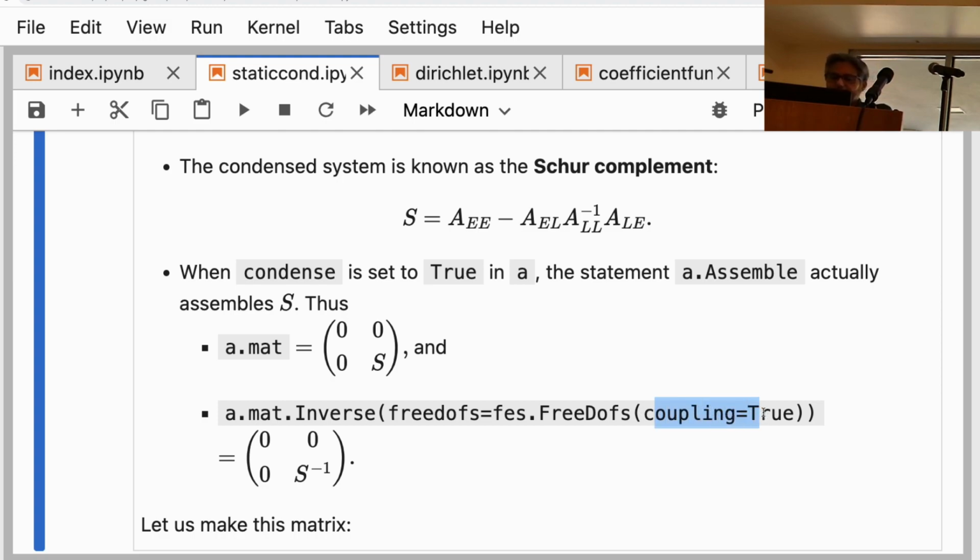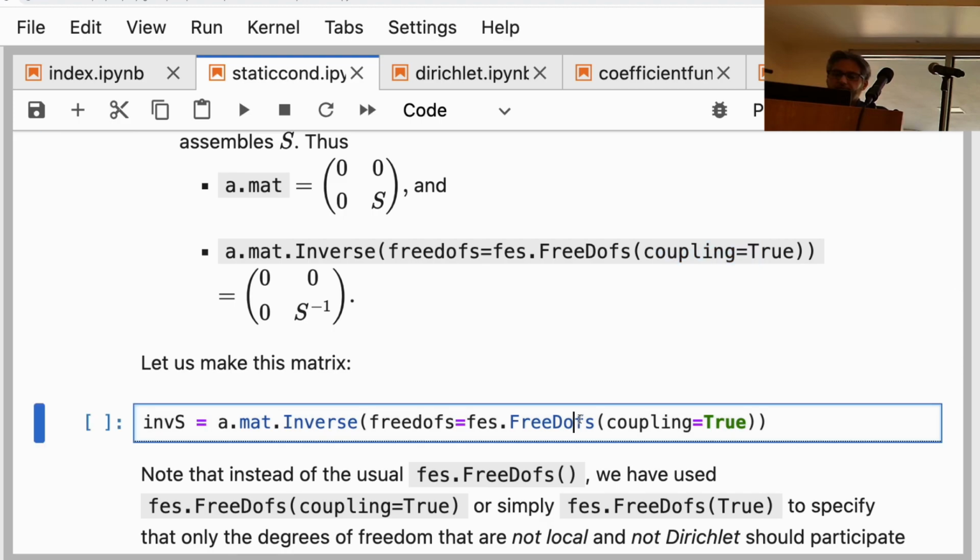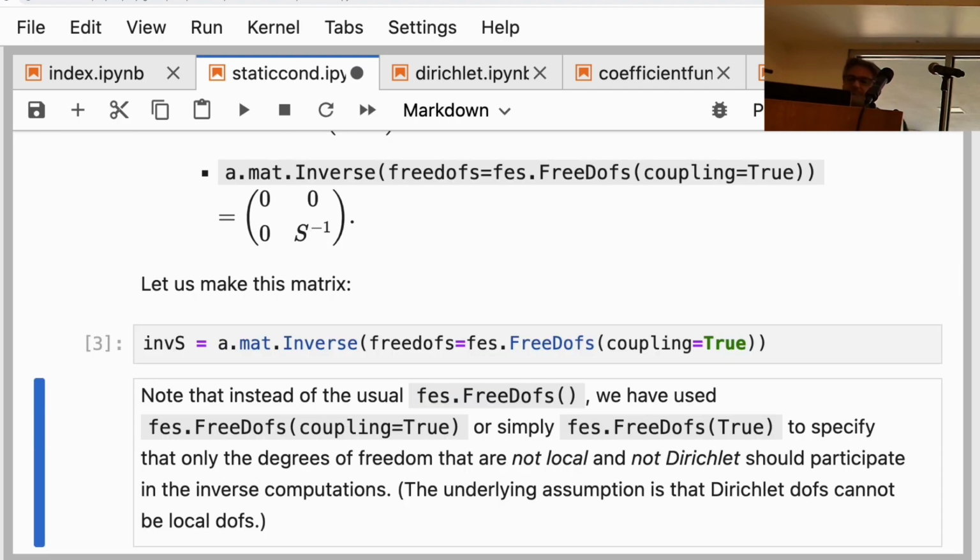And that's turned on by this flag. You look at FreeDofs, and you pass into FreeDofs only those degrees of freedom which are coupling degrees of freedom, the interface degrees of freedom, excluding the local degrees of freedom. So this statement does not take the inverse of the matrix A, but it takes the inverse of the Schur complement.